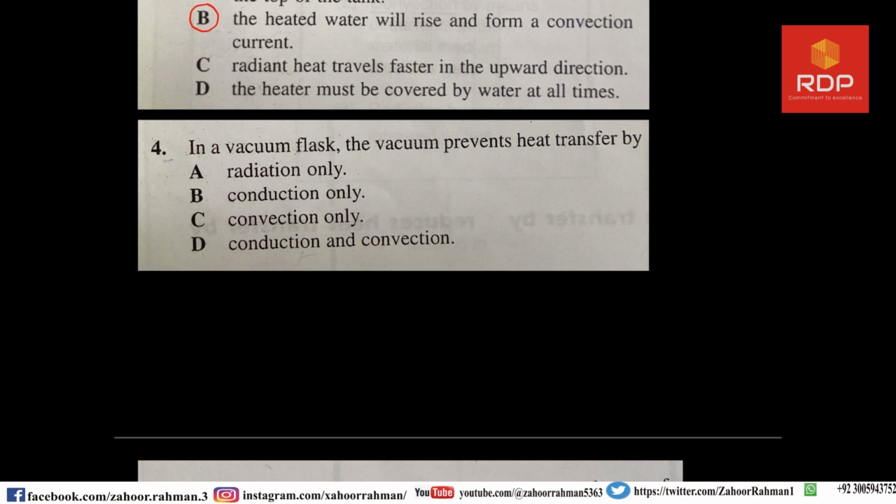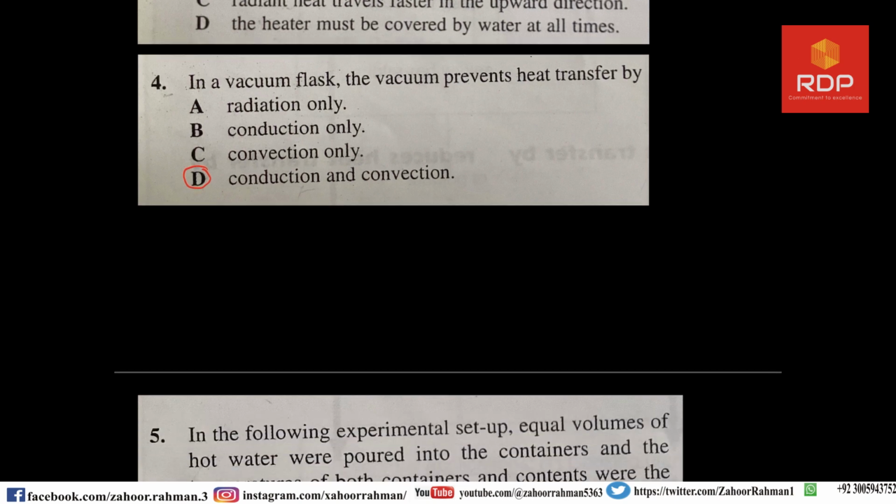Now the fourth question is saying in a vacuum flask the vacuum prevents heat transfer by radiation only. Not. This is not the correct answer. Conduction only? No. Convection only? No. Conduction and convection? Yes. It is absolutely the correct option. The option is D, conduction and convection. And we discussed that in greater detail.